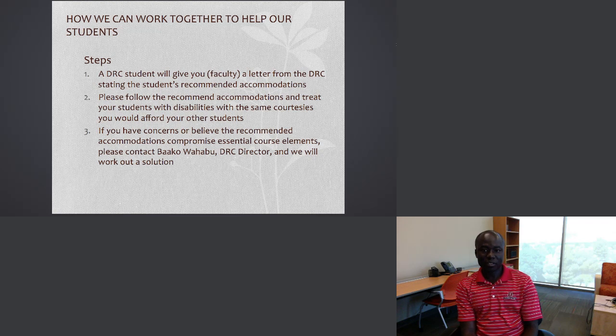Here are a few steps that faculty should take note of when working with students with disabilities. One, a DRC student will give you, the faculty, a letter from me, the DRC Director, stating the recommended accommodations for the student. Please follow the recommended accommodations and treat your students with disabilities with the same courtesies you would afford other students.